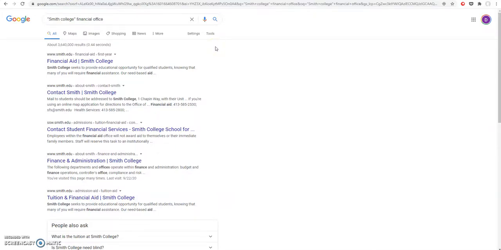So to look at university financial records, start off by searching your school's name in something like "financial office." So for example, here I Googled Smith College Financial Office. And this takes you to Smith's Finance and Administration page.